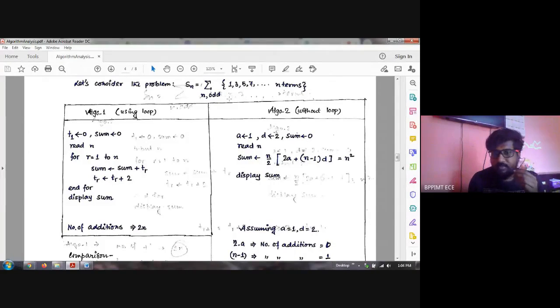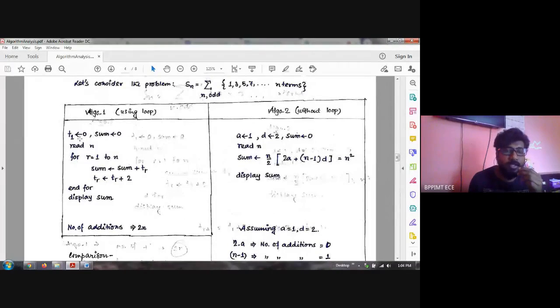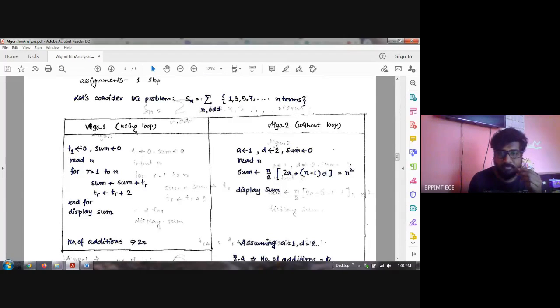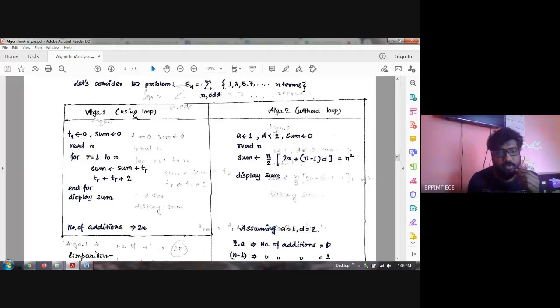While calculating this summation, we may again have two approaches. Algorithm 1 using a loop, algorithm 2 without a loop. Here T1 is the first term, and sum is initialized to 0. Read n is the problem instance, the number of elements to be added in the arithmetic progression. Now for r equal to 1 to n, sum equal to sum plus tr.